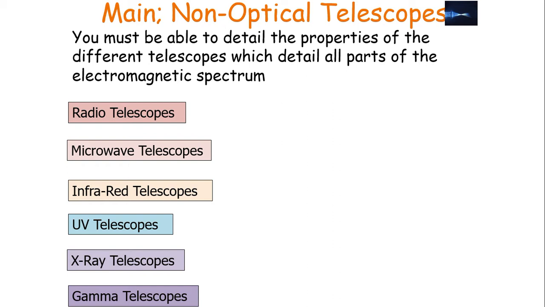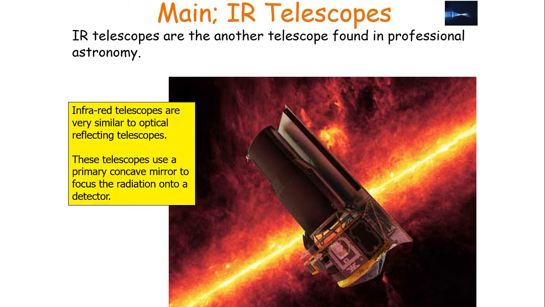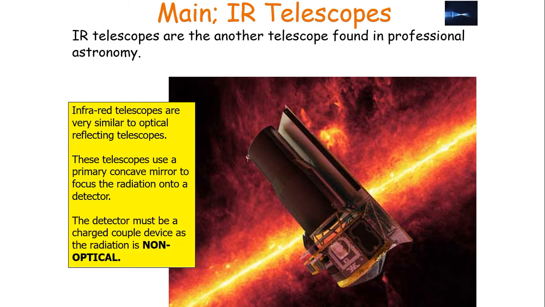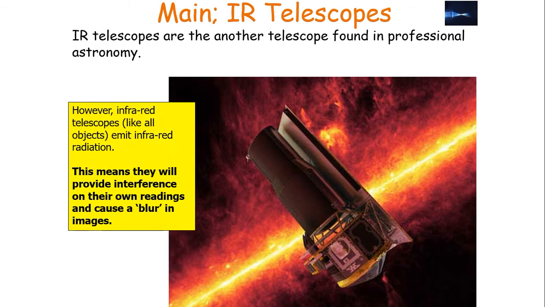Now, we've looked at our radio telescopes, now let's look at our infrared telescopes. Infrared telescopes are very similar again to optical reflecting telescopes. These telescopes use a primary concave mirror to focus the radiation onto a detector. Now, the detector must be what we call a charge coupled device, because the radiation is non-optical, you cannot see it. Now, infrared radiation has a longer wavelength than visible light. This means, like the radio waves, the mirror does not have to be as parabolic as optical telescopes, because the longer the wavelength, the less the radiation is affected by imperfections in the mirror shape.